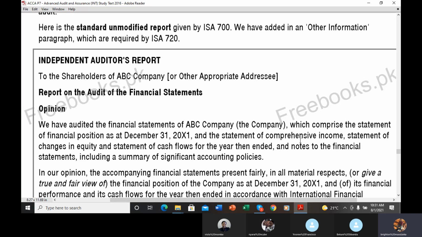That's good. So you may write under unmodified or qualified. In other words, when the auditor is issuing an unmodified report, the auditor is concluding that the financial statements, taken as a whole, give a true and fair view of the financial position of the company.